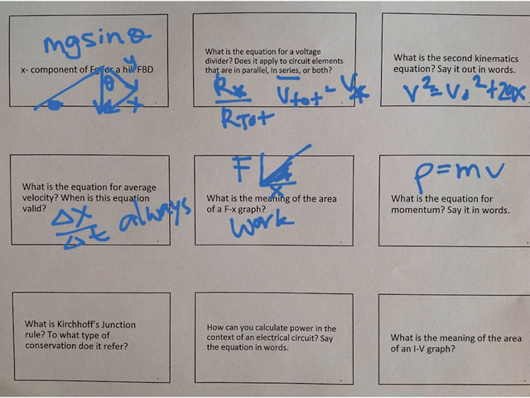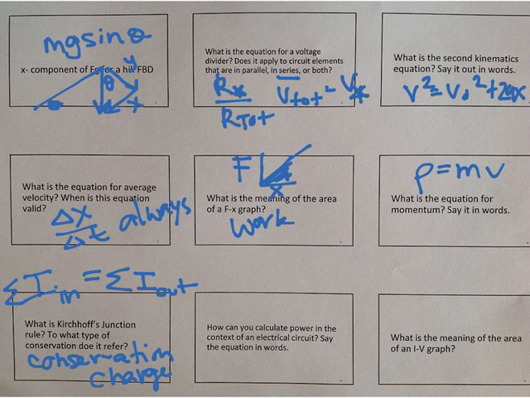Kirchhoff's junction rule is that all of the current into a junction must be equal to all of the current out of a junction. And this is conservation of charge. So basically, just like we don't lose energy, we don't lose mass, we don't randomly lose an electron on its path. It started somewhere, it's going to end somewhere.